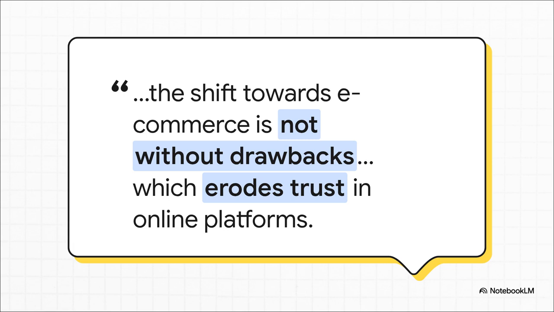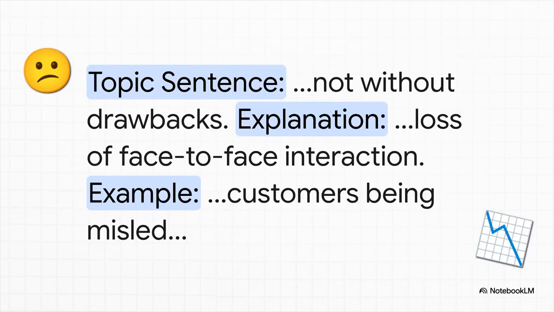Now let's look at the disadvantages paragraph. This one focuses on the loss of interaction and the risk of being misled. Again, it sounds very convincing. So let's see if that same formula is at play here. And yep, if we put it under the microscope, there it is again. The exact same structure. A clear topic sentence about the drawbacks, an explanation about losing face-to-face interaction, and a specific example about customers being misled. The formula is consistent, and that consistency is what makes it so incredibly effective.